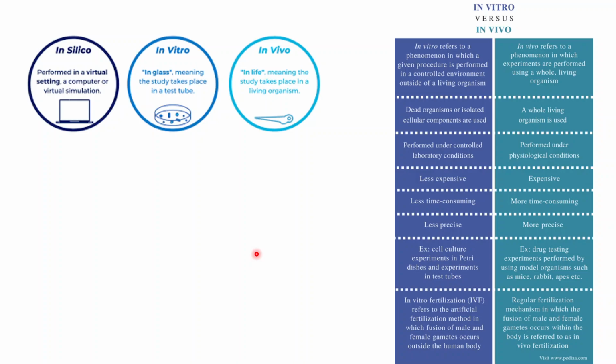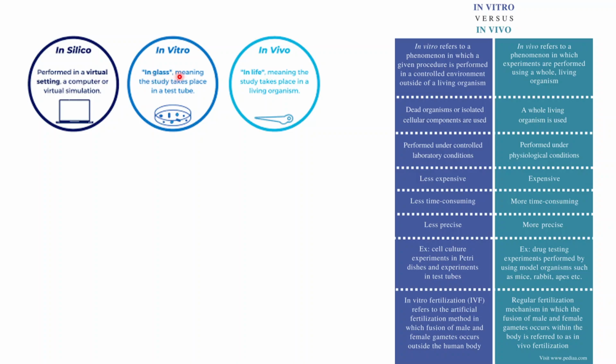Then we have different terms which we use in the case of biological systems. These are terms you have heard many times: in silico, in vitro and in vivo testing. So what is in silico? In silico means it is performed in a virtual setting, meaning in a computer or a virtual simulation. This is known as in silico, the computational studies.